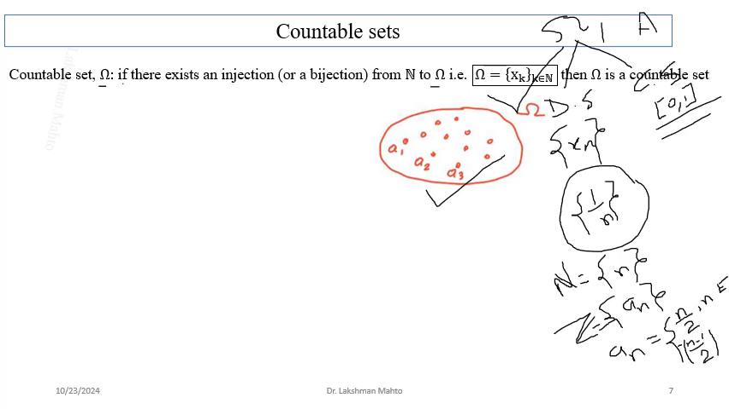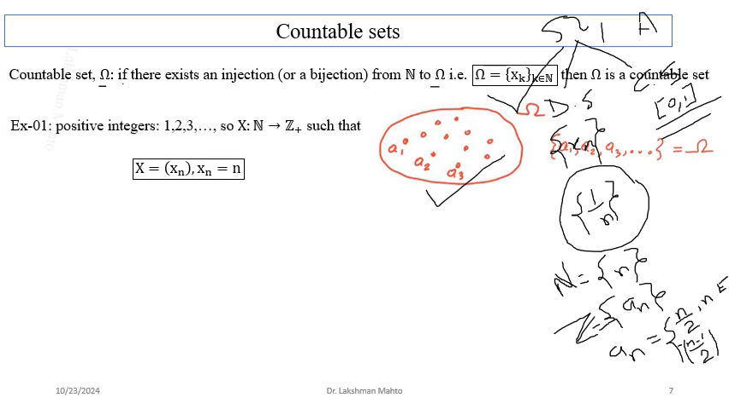A sequence with finite terms always happens to be very obvious. And if there is a sequence with infinite terms, then we talk about convergence and various other things, limits and other things. So those are actually a matter of understanding.